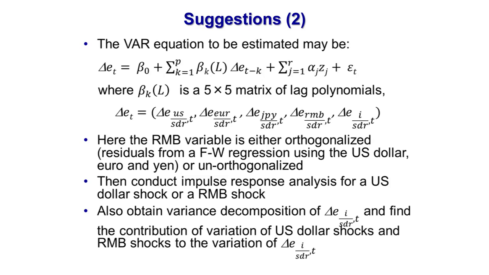Then conduct some impulse response analysis for a US dollar shock or a renminbi shock, and obtain some variance decomposition of the particular Asian currency I, and find the contribution of the US dollar shock and the contribution of the renminbi shock to the variation of the particular Asian currency I. Then I think in this way, perhaps people may not be that much concerned with the question whether the VAR under assumption one and the VAR under assumption two were really comparable.